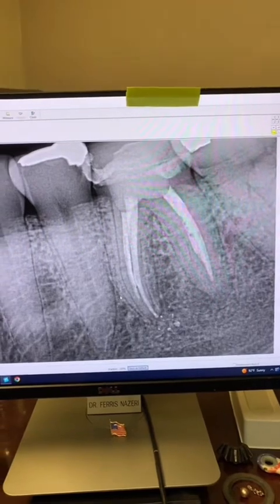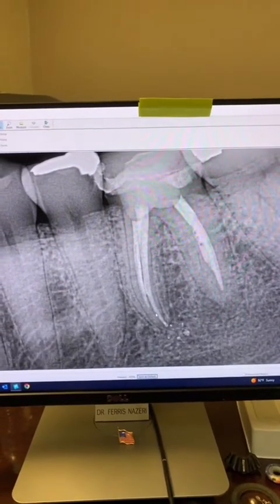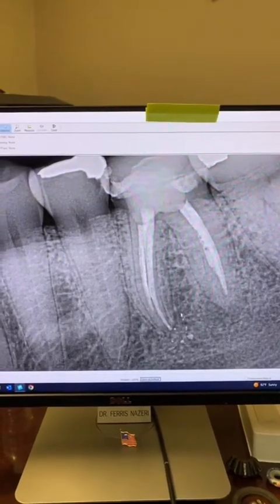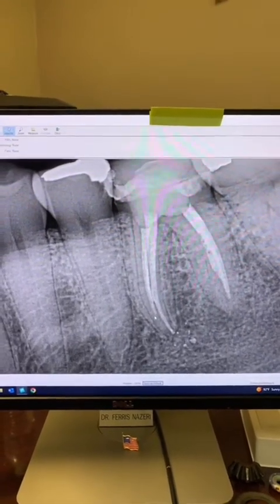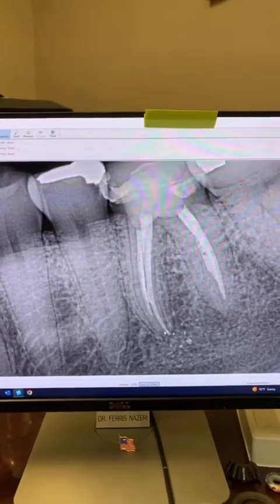And you can see that here, the mesiolingual is also filled short. Mesiolingual is filled short, but you can see there's no periapical radiolucency. There's no infection here. Why? Because he got lucky, or she. No microorganisms in this space.